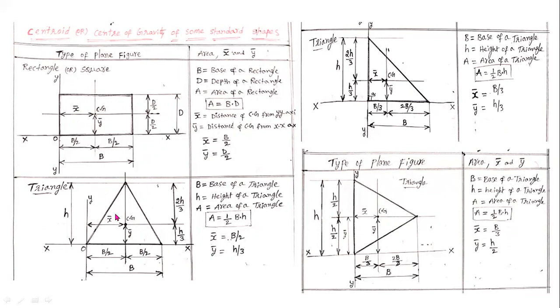This is an example of a triangle. This is an isosceles triangle. This one is a right angle triangle. The centroid or center of gravity of a triangle lies at the point where the three median lines of the triangle meet.